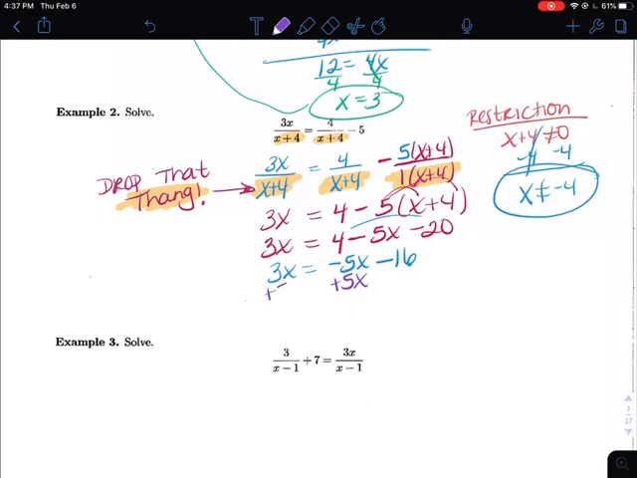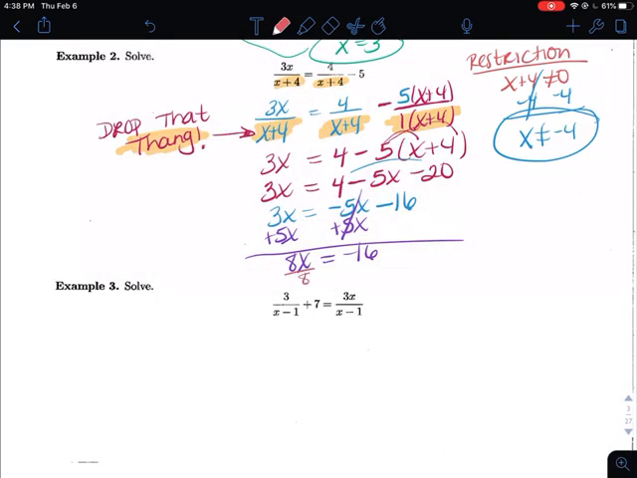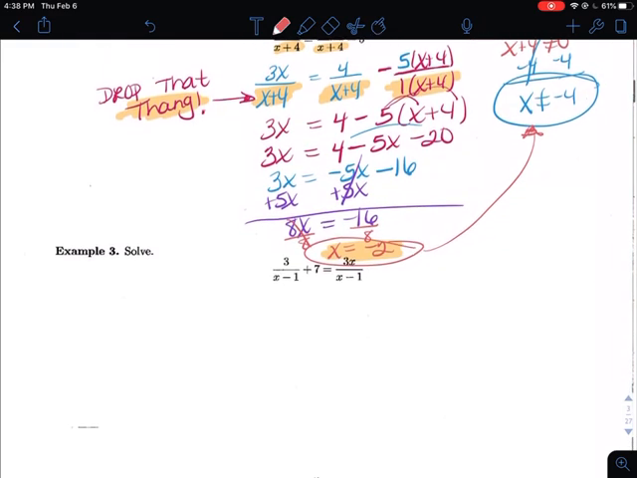Add 5x to both sides. 3x plus 5x is 8x. 8x equals -16. Divide both sides by 8. So x equals -2. That's your solution. You have to double check, make sure that it's not your restriction, which in this case is not. So we're good to go. All right, that's your final answer. X equals -2.